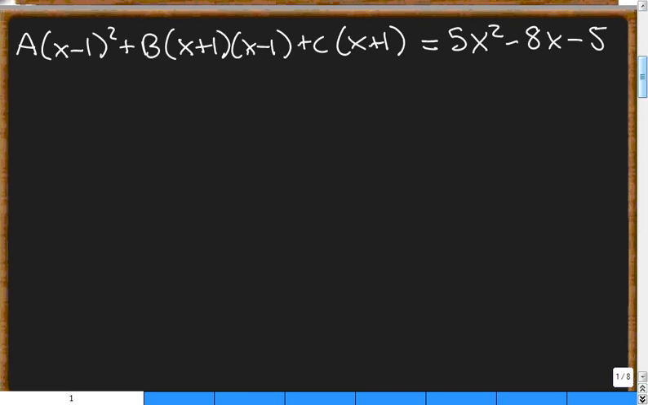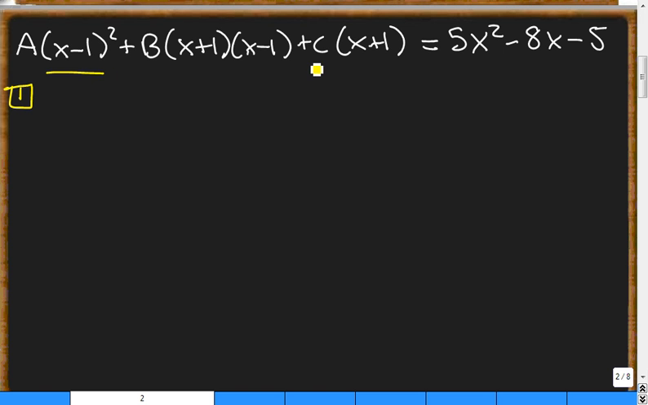So now we have to figure out, how do we go and find out what our numbers are? What we need to do here is plug in some different numbers in order to find what these are going to get us. Okay, so let's say we decide to plug in the number 1. So we plug in 1.